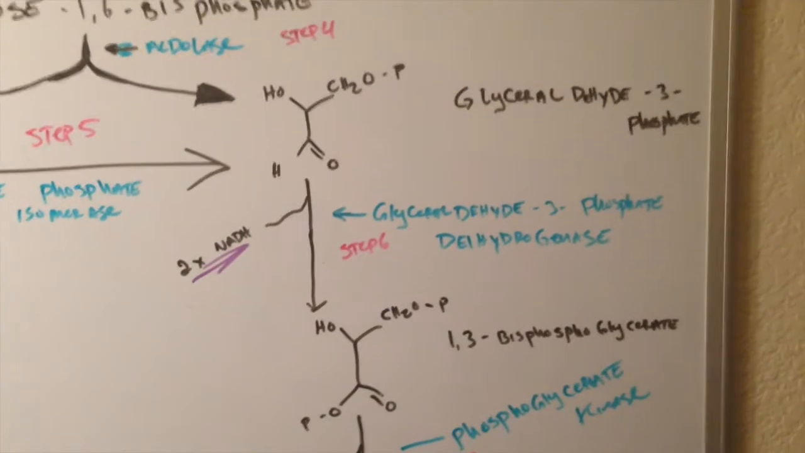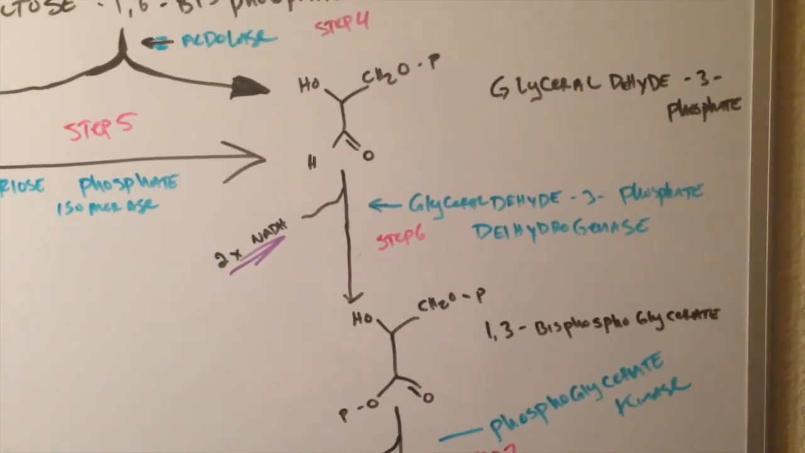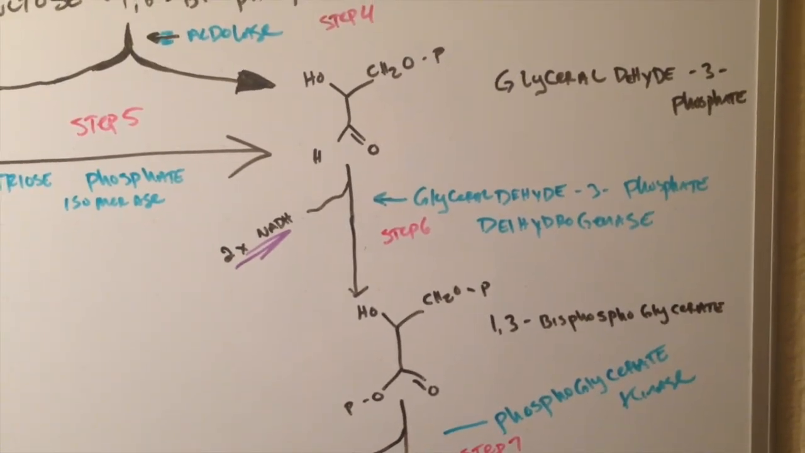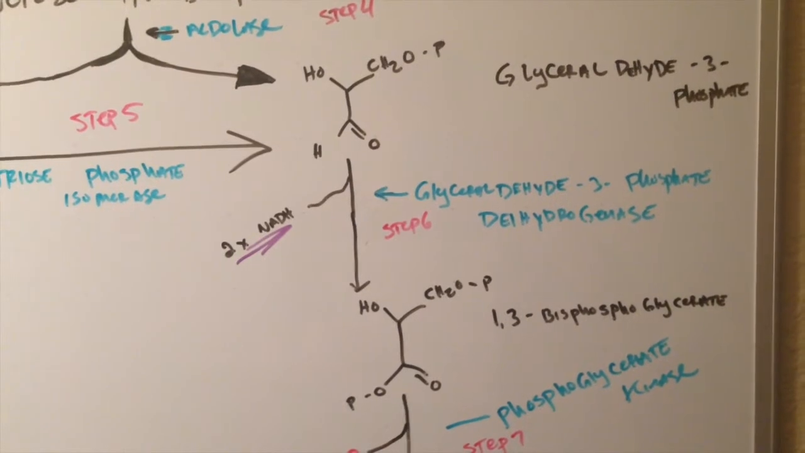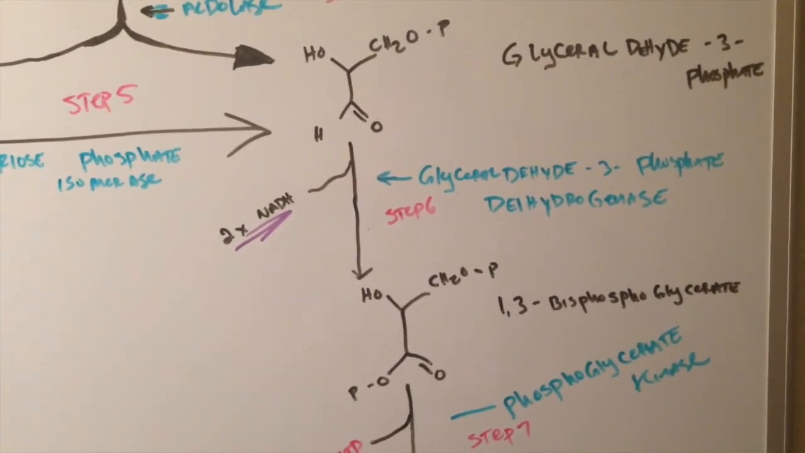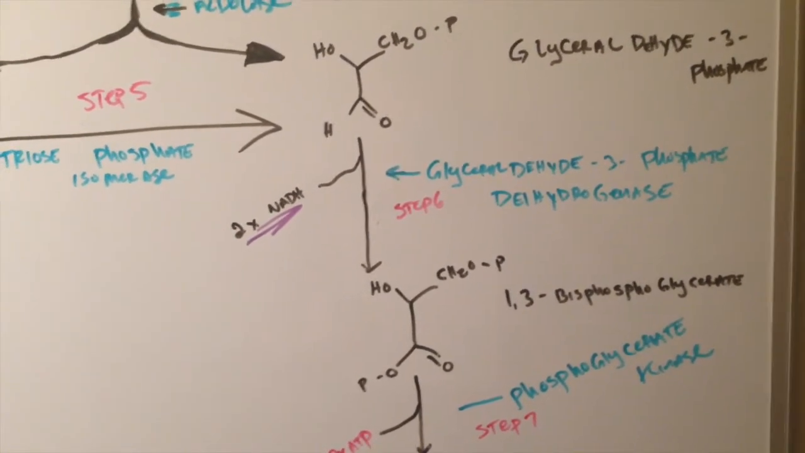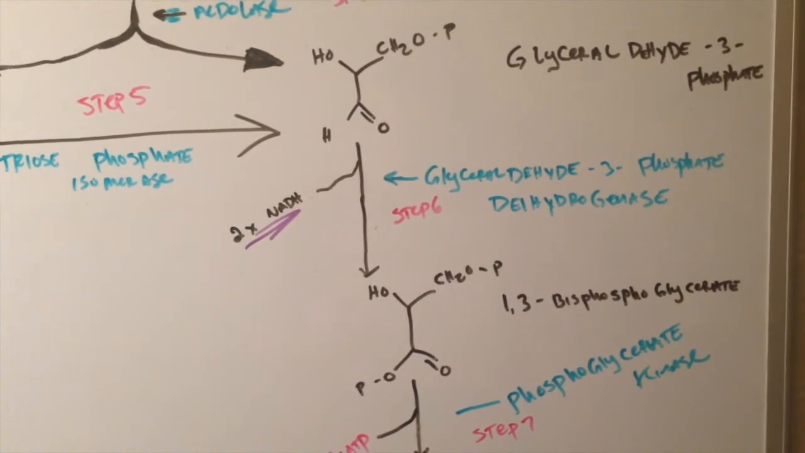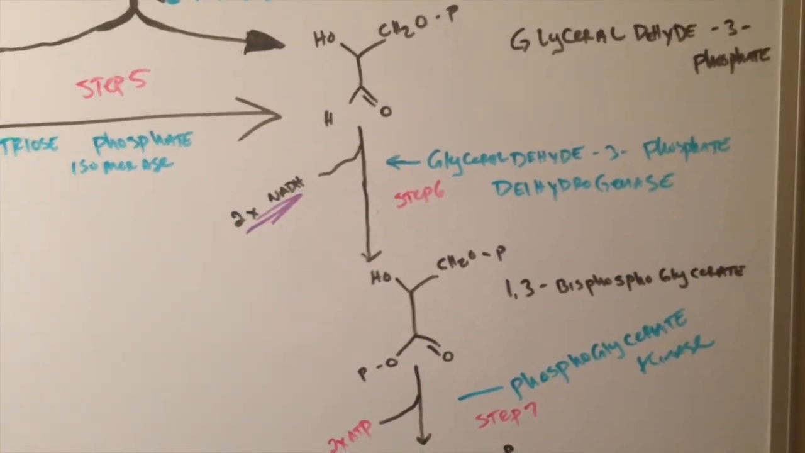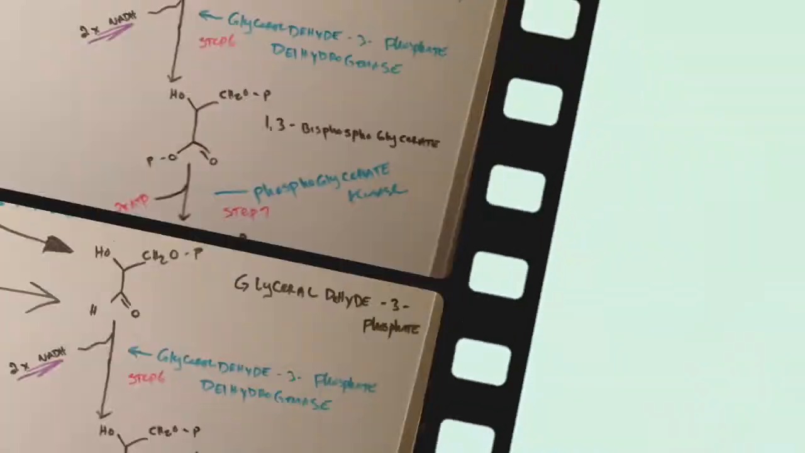In step 6, we meet glyceraldehyde 3-phosphate dehydrogenase, which is responsible for moving a hydride ion onto an electron acceptor such as NAD+, which will give us NADH, which gives us the molecule 1,3-bisphosphoglycerate.